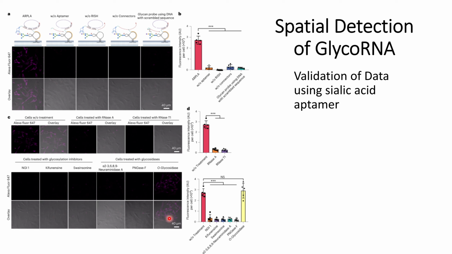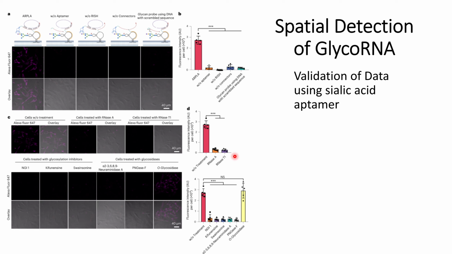So this experiment validates their spatial detection technique of ARPLA, which will work only when the aptamer specific glycan structures are present and also the actual DNA sequence is present. The chances of false signals are very low because they do not see any signals in the cases where they are not expecting any signals.